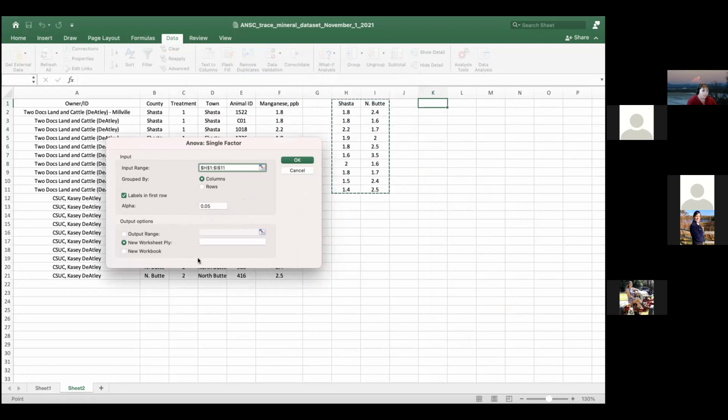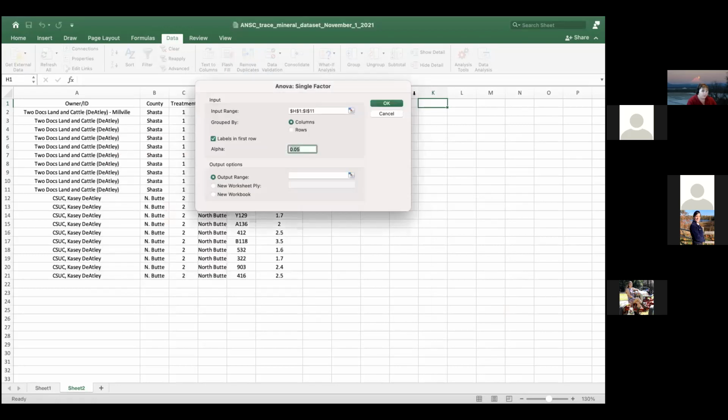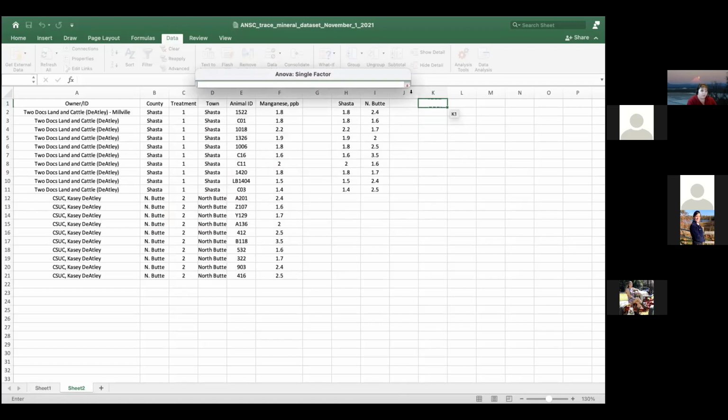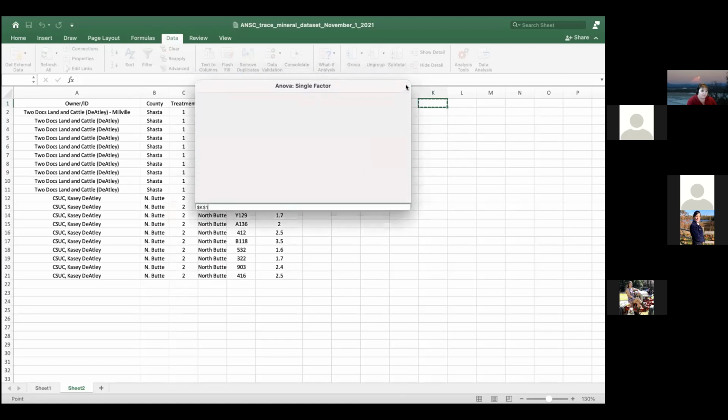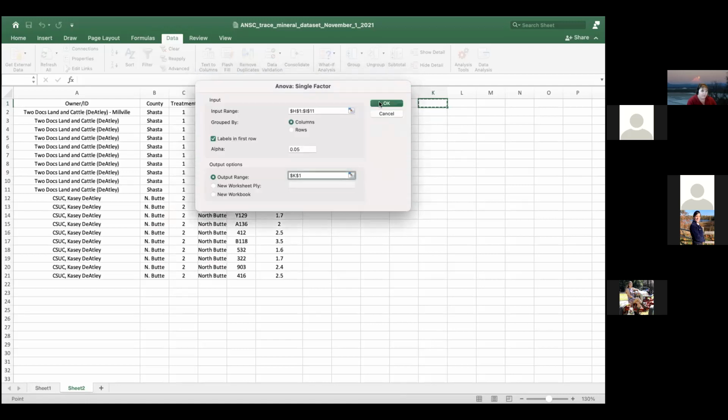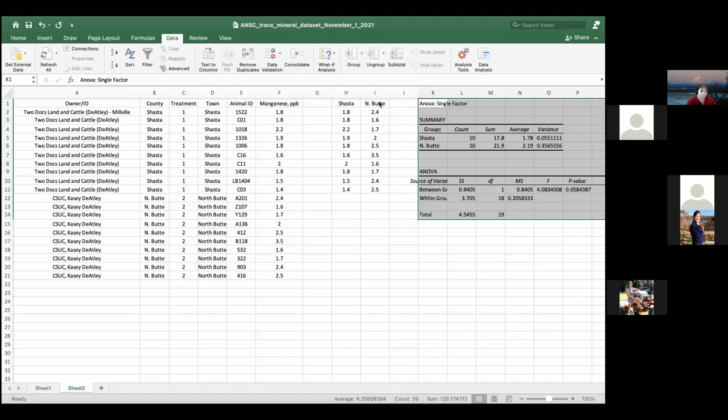The output range for me, I'm just going to put it off to the side over here. And then we can hit OK, and hopefully this works. There we go.